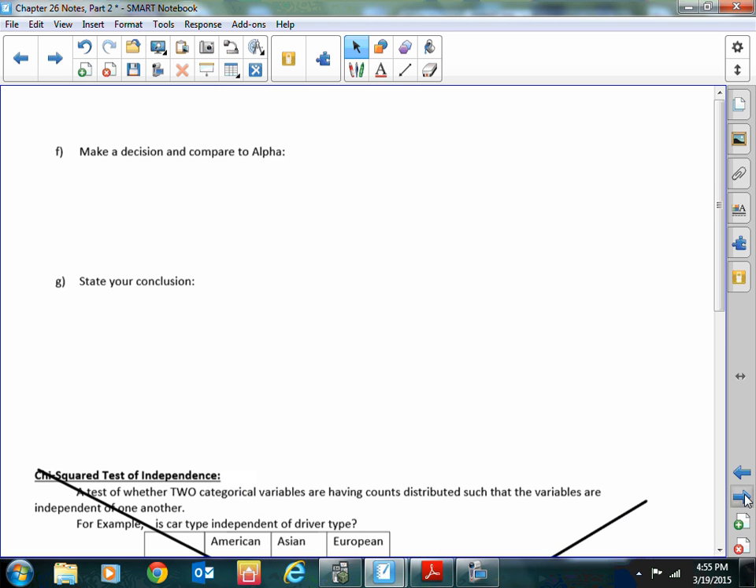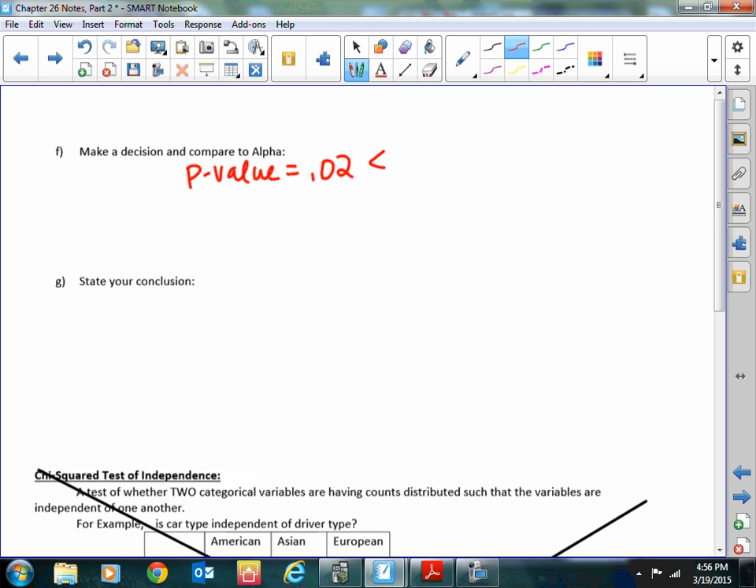All right, so now I think we are ready to finish this thing out. We are going to make a decision, compare it to alpha. Let's see, our p-value was 0.02, which is less than our standardized default alpha of 0.05. So what is my decision? P-value is less than alpha. If the p-value is low, then the null hypothesis has to go. So I will reject the null.